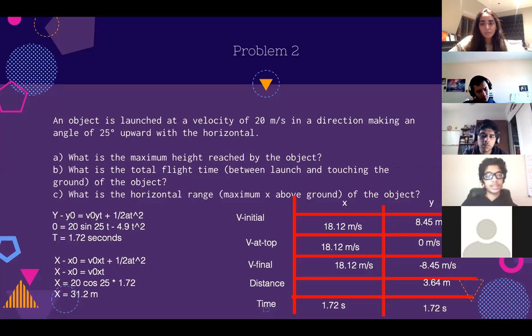And again, there's no acceleration in the x direction, so we can just go ahead and cross that out. We can just immediately cross out this term as 0. And so we know that the displacement will just be the initial x velocity times time, and that's 18.12 meters per second, times time, which is 1.72 seconds, and so that's 31.2 meters. And so we now know the total x displacement, total y displacement, and total time.